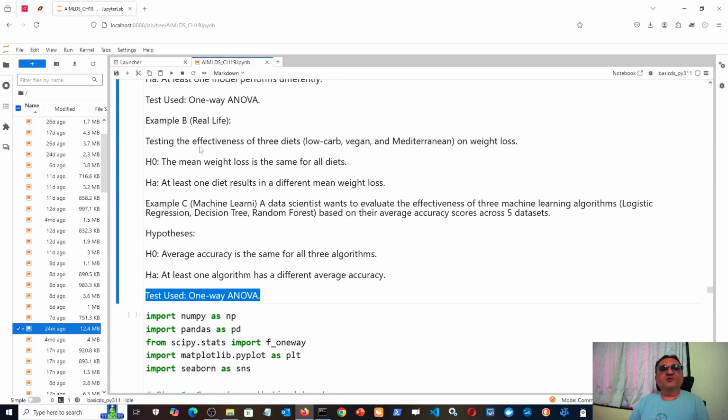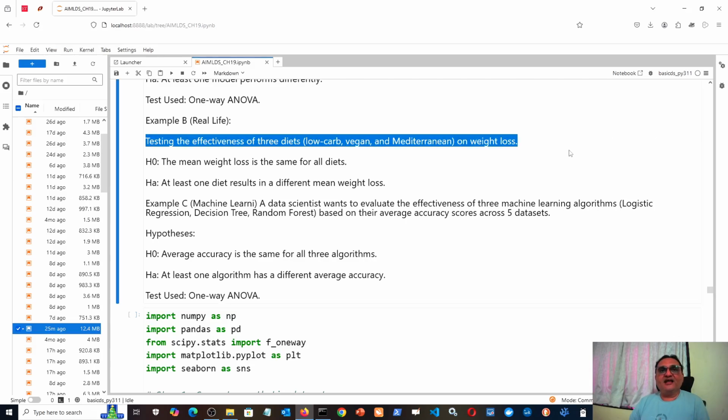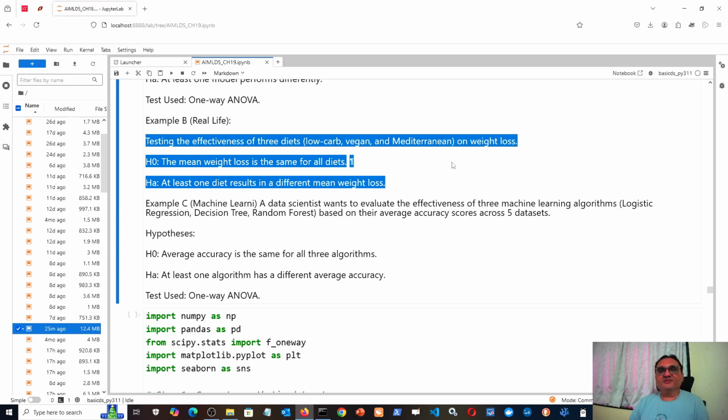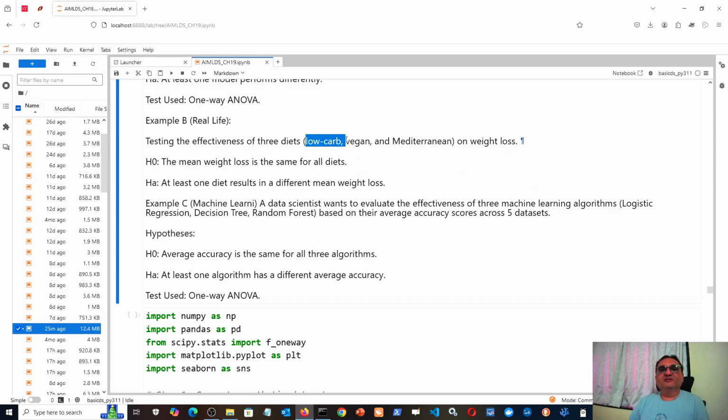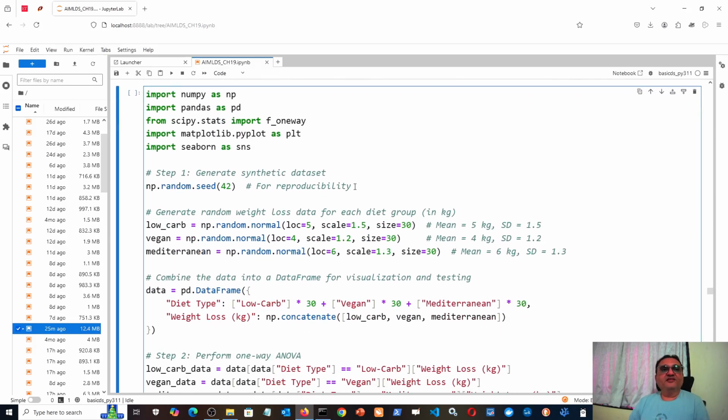Now here, we want to take an example by code, that is testing the effectiveness of three diets. So we will create some synthetic data of some sample, and then we will divide the data into three parts, and some will be subjected to low carb, some to vegan, and some to Mediterranean, and then we will see that. Okay, so here we will find that in this code. Now you can see that we will get the same code for most of the lines.